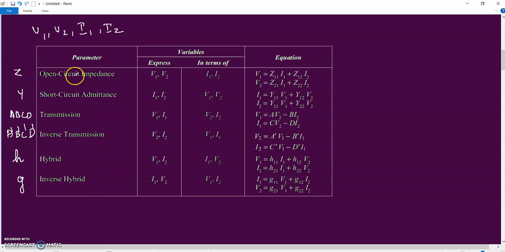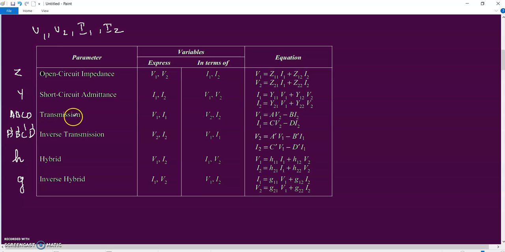Coming to the Z parameter, it is the open circuit impedance parameter. V1 and V2 are expressed in terms of I1 and I2. Z11, Z12, Z21 and Z22 are the different open circuit impedance parameters. Likewise, we have the Y parameter. I1 and I2 are expressed in terms of V1 and V2. We can see the equations here. Y11, Y12, Y21 and Y22 are the different Y parameters.